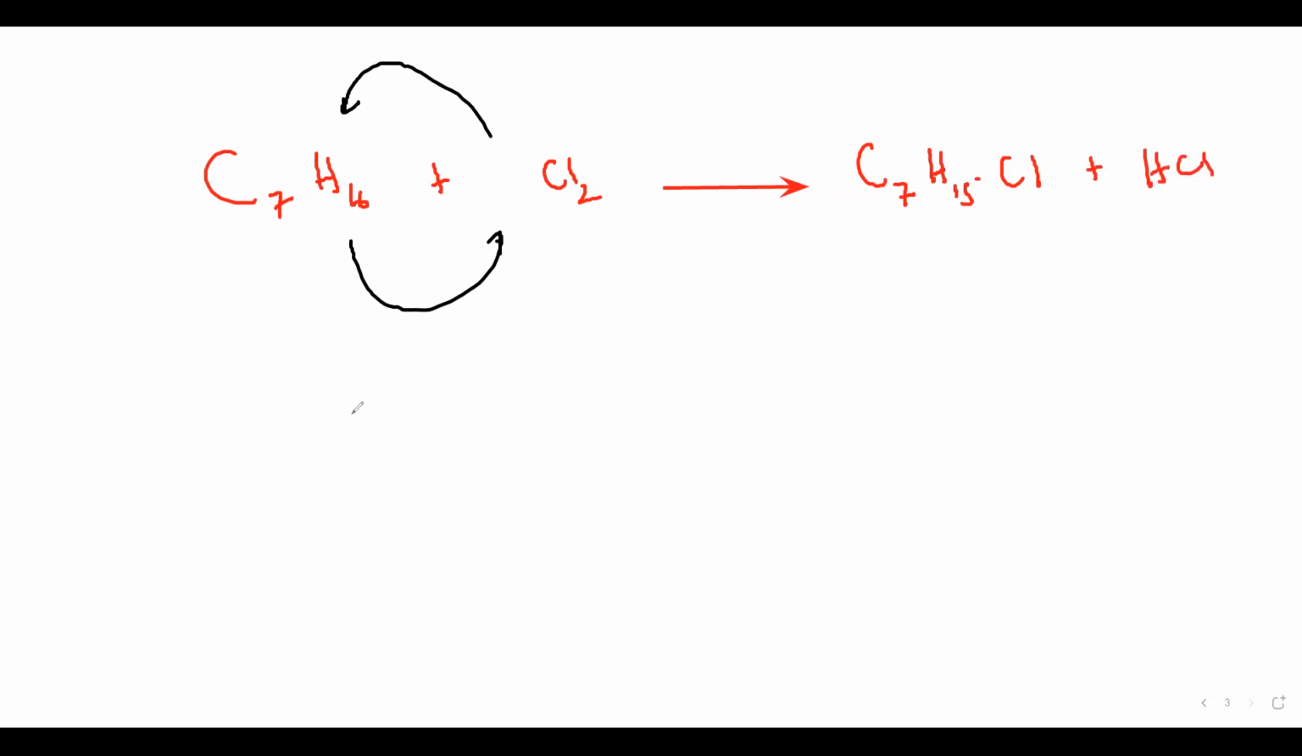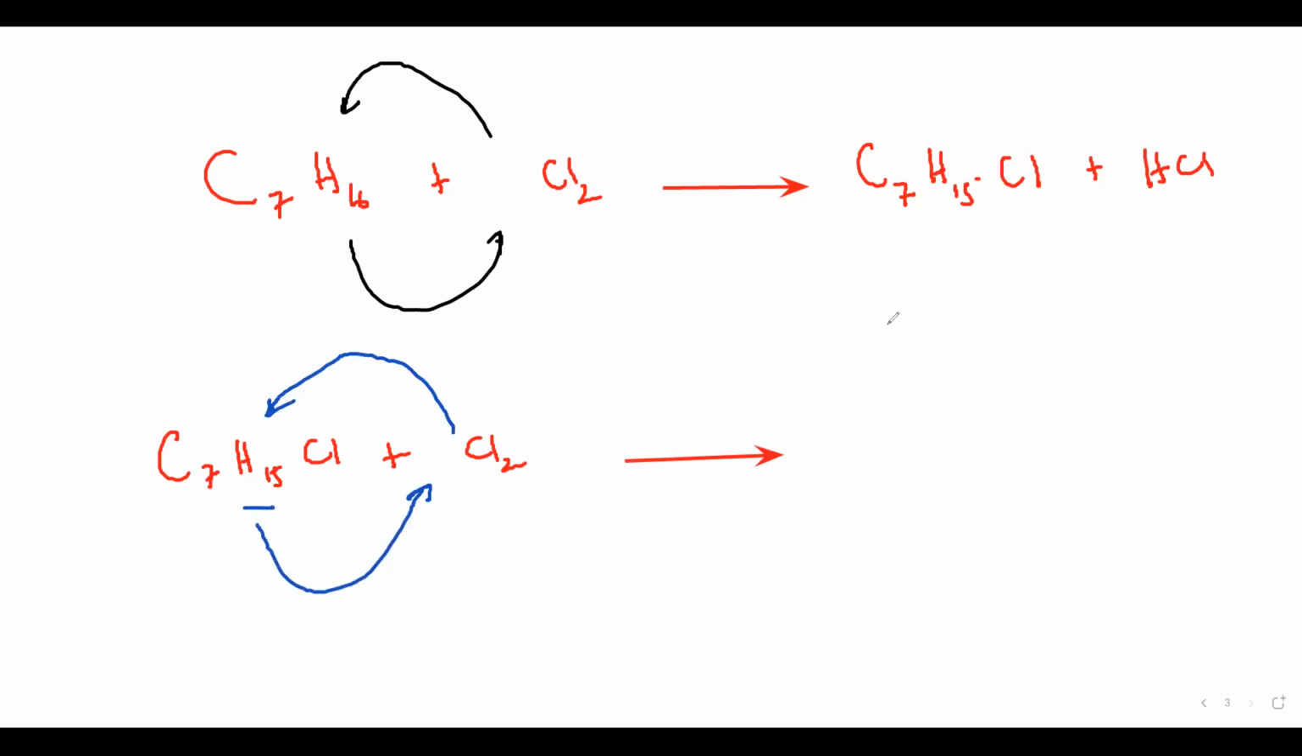And this C7H15Cl, if this further reacted with another chlorine molecule, what will be the product? Out of 15, 1 hydrogen will leave and 1 chlorine will enter. So the final product will be C7H14Cl2 plus HCl. So this will always be a product.